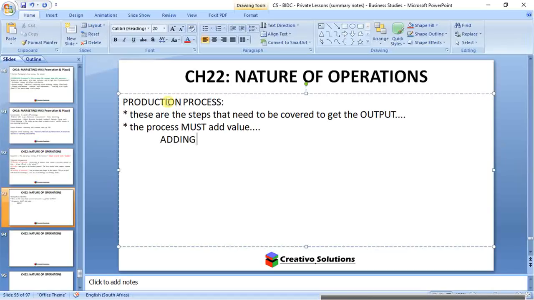Adding value. And I'm going to put an equal sign. And I'm just going to write down these 3 points. Right, so the textbook gives you 3 considerations here when businesses are going to be adding value. The first they talk about is the design. That adds value. Right, and we know that.